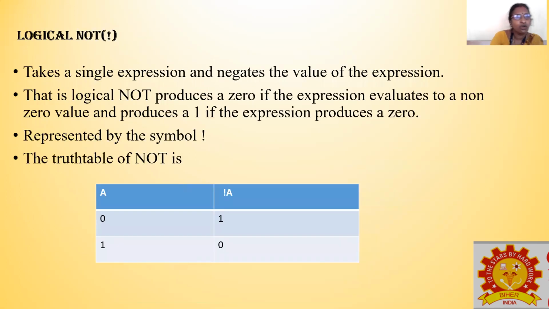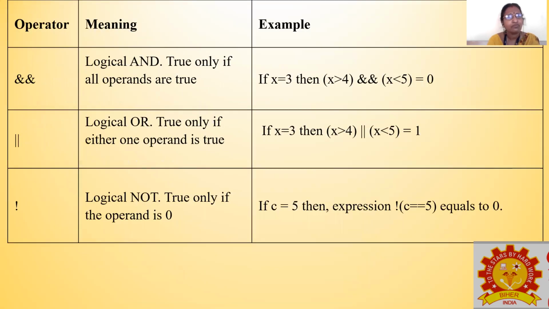Next one is logical not. It takes a single expression and negates the value of the expression. That is, logical not produces a 0 if the expression evaluates to a non-zero value, and produces a 1 if the expression evaluates to 0. It is represented by the negation symbol, that is the exclamation symbol. The truth table of not is given. A is 0, logical not of A is 1. A equal to 1, logical not of A is 0.